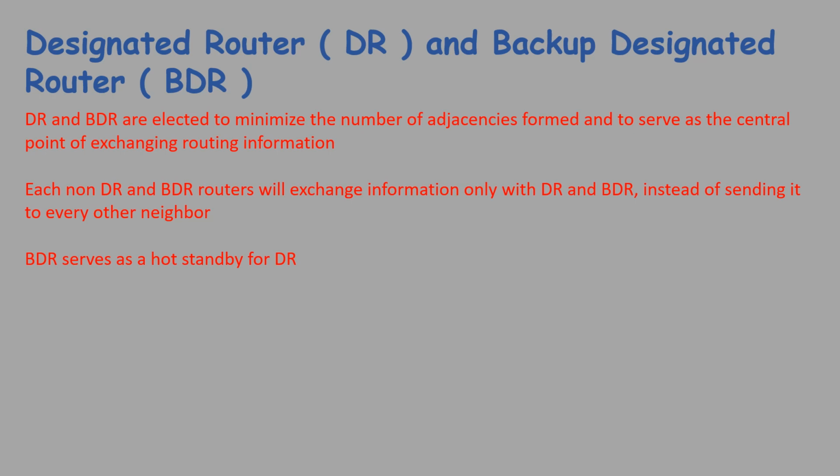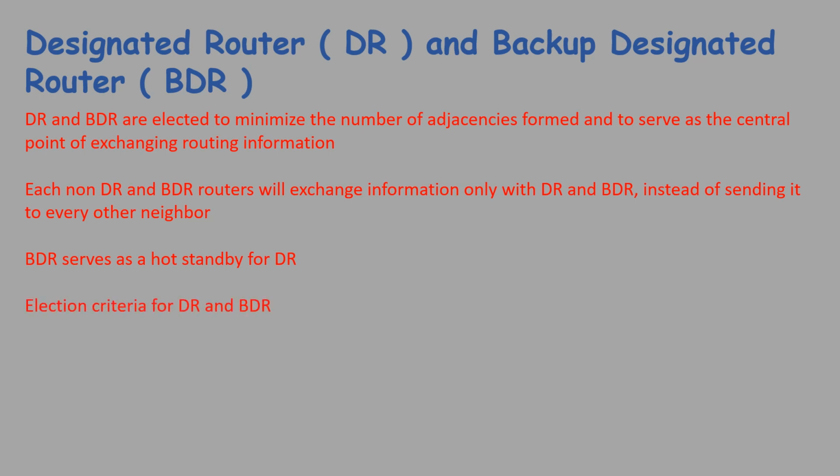Each non-DR and non-BDR will exchange routing information only with the DR and BDR instead of exchanging updates with every router on the network segment. The DR will then distribute topology information to every other router inside the same area. The backup designated router, that is BDR, serves as a hot standby for the DR. It receives all routing updates from OSPF routers, but it will not disperse LSA updates. To send routing information to a DR or BDR, the multicast address of 224.0.0.6 is used. A DR sends routing updates to the multicast address of 224.0.0.5. If the DR fails, the BDR will take its role of redistributing routing information.